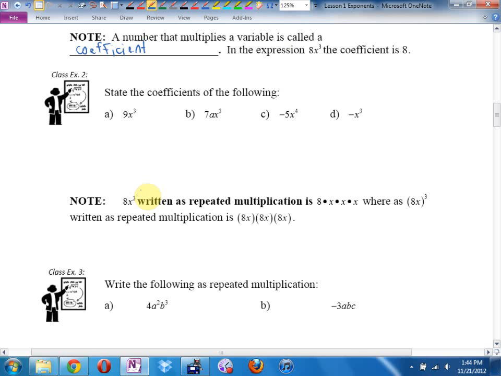Important note, if you see 8x cubed written as repeated multiplication, because the exponent is only on the x, Amy, it would be 8xxx, not 888 times xxx. Oh, however, if I wanted to write 888 times xxx, I would use brackets and I would put the exponent on the outside around the brackets. That's our way of saying the exponent goes on to everything inside the brackets. It would be 8x times 8x times 8x.